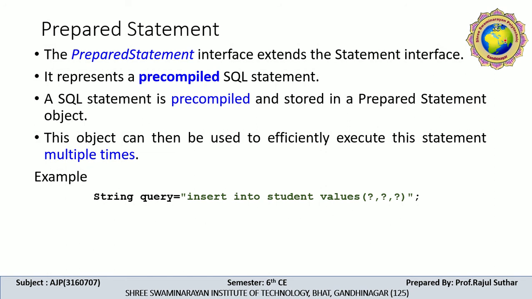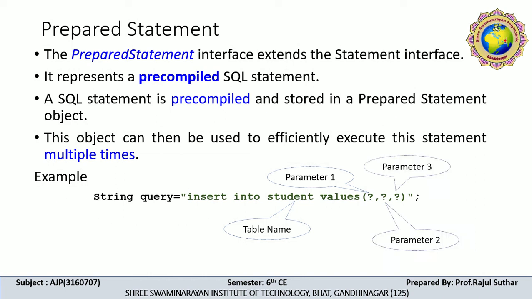The prepared statement interface can be created by calling the prepareStatement method, and the prepareStatement method is available in the java.sql.Connection interface. Where is it available? In the java.sql.Connection interface. The prepareStatement method takes the SQL statement in Java format. This is the SQL statement in Java format. So student is the name of the table, and the parameters are like values: parameter 1, parameter 2 and parameter 3, like enrollment number, name or birth date.